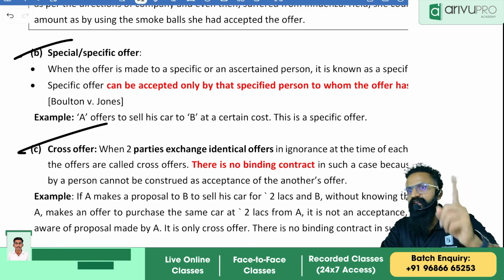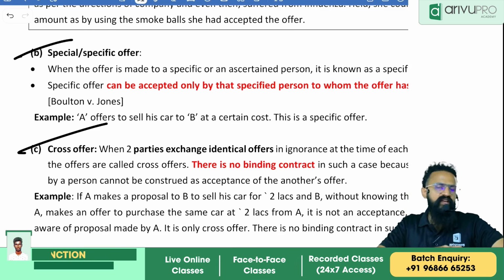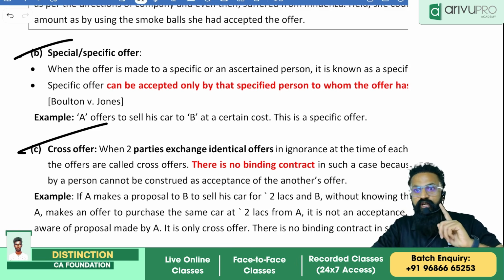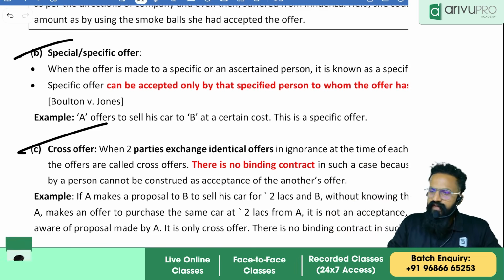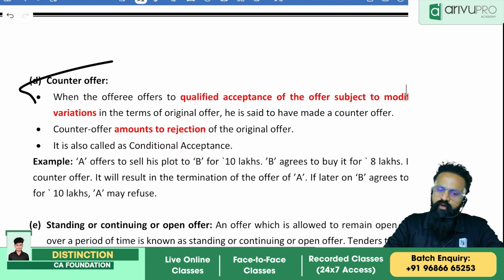Exchange of an identical offer. Remember, a cross offer never leads to a valid contract because there is no acceptance there. Both are offers. There is no full stop. Agreed?